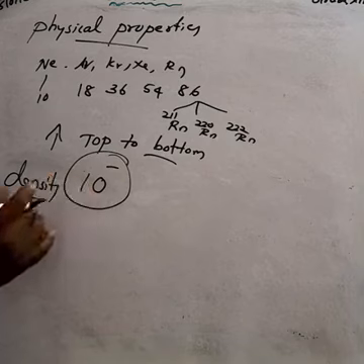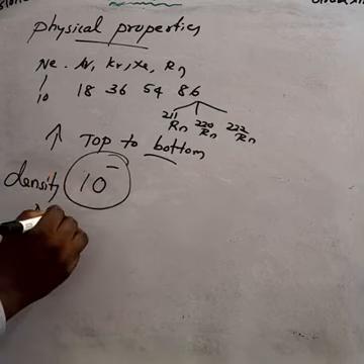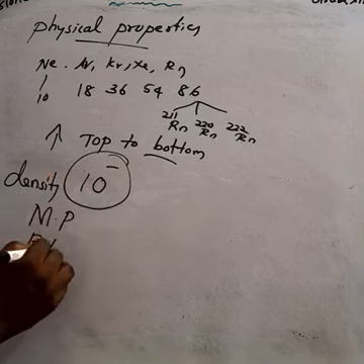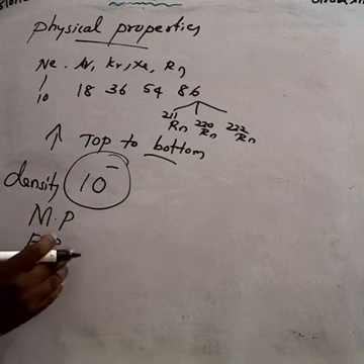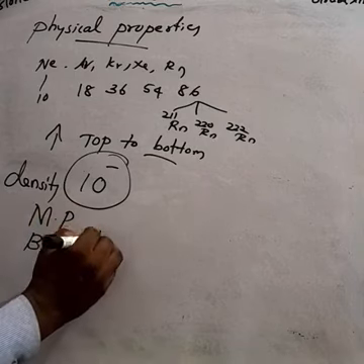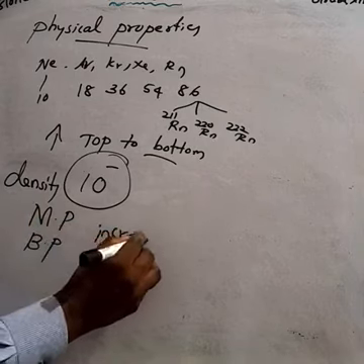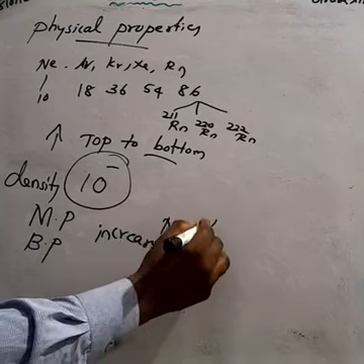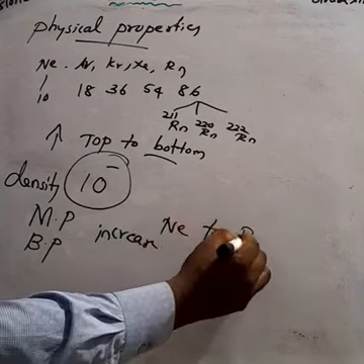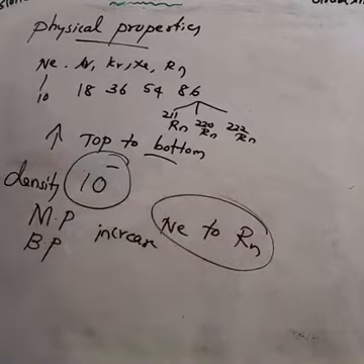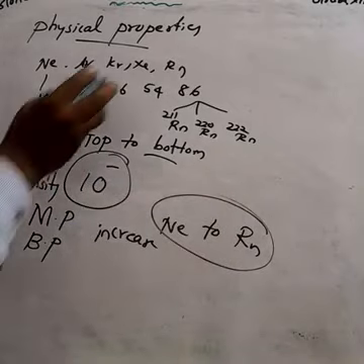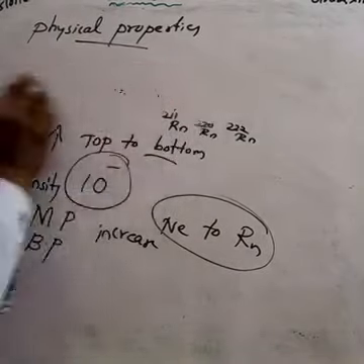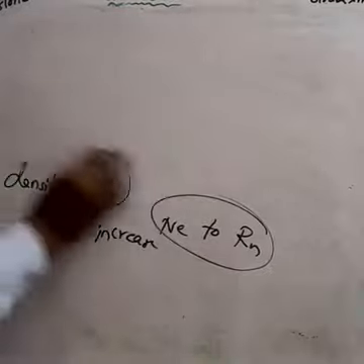Next, about the melting and boiling points. Melting points and boiling points are all theoretical values. Melting and boiling points also increase from neon to radon. Melting point increases from neon to radon. Okay. Next, about the boiling point. The boiling point also increases from neon to radon. Okay, my dear children.